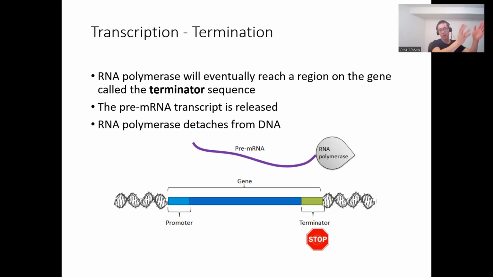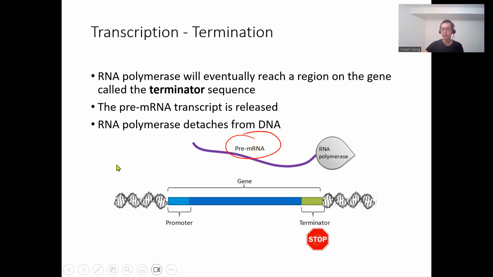The beginning was marked by the promoter sequence. The end is marked by the terminator sequence. And when you get to the terminator sequence, the RNA polymerase falls off. Then we have the pre-mRNA transcript that is shown here in purple. That's going to come off from the DNA as well. As I mentioned already, this is not ready to go out into the cytoplasm just yet. We need to modify it a little bit to make it more stable and to edit the information before we can use it. But we'll talk about that later.